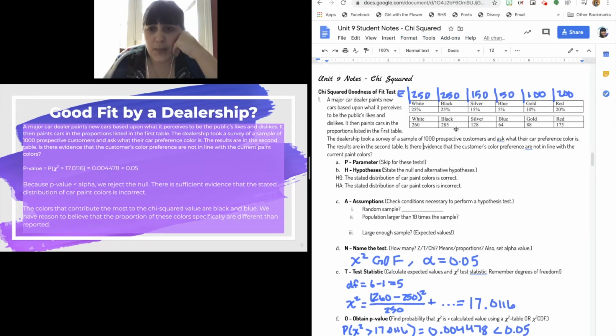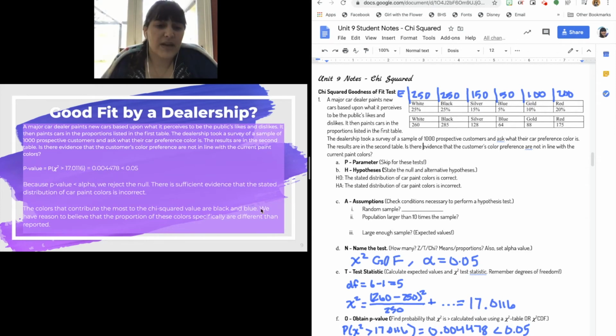Right? Which makes sense because they look like they're the most different proportionally from what was expected, right? So the black ones, there were a lot of them, but the difference was pretty large, okay? And then same thing, like a 14 car difference when you have a very small number in that category is going to contribute a lot to the chi-squared statistic.